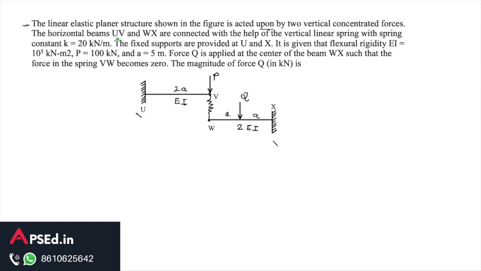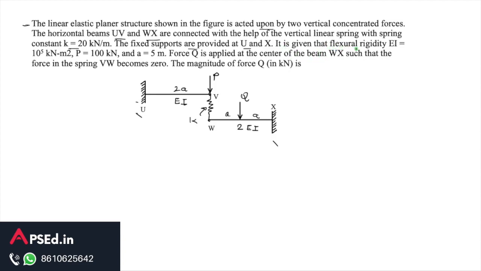Then it says the horizontal beams UV and WX are connected with the help of the vertical linear spring with spring constant K equal to 20 kilonewton per meter. So these beams are connected with the help of this spring, and the spring constant or the stiffness here is K, and the value of K is given. The fixed supports are provided at U and X. So these are the fixed supports at U and X.